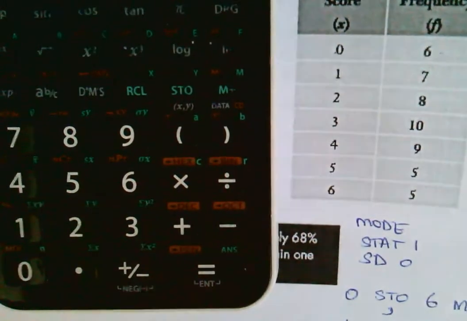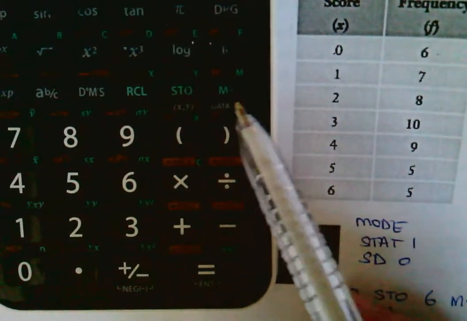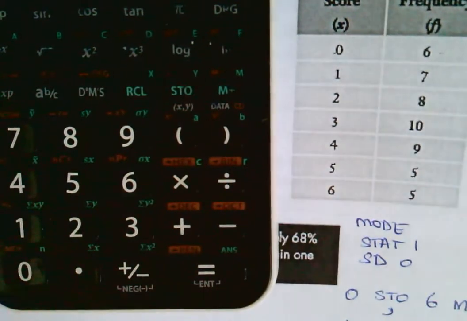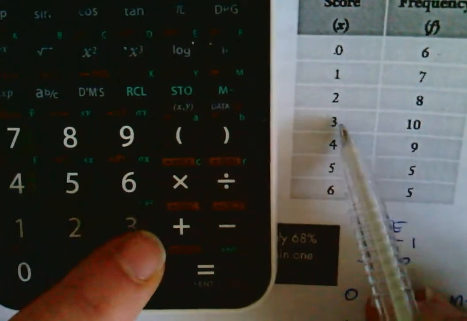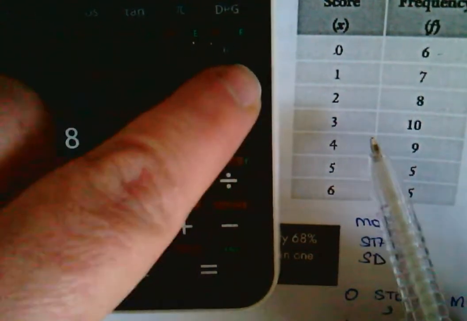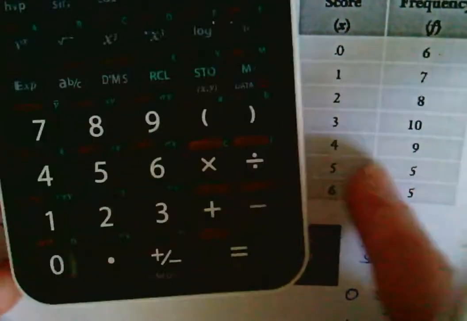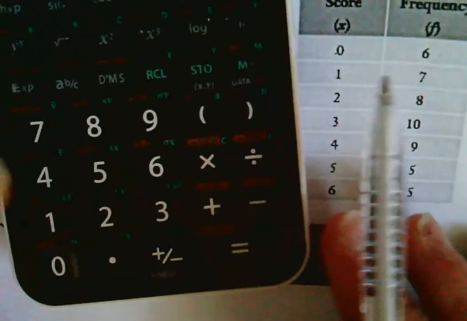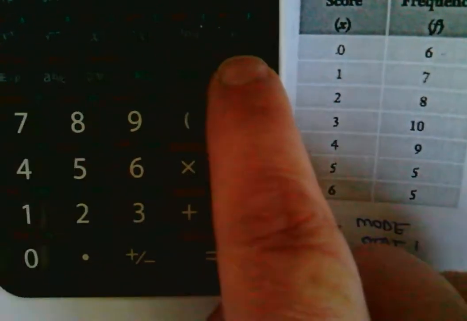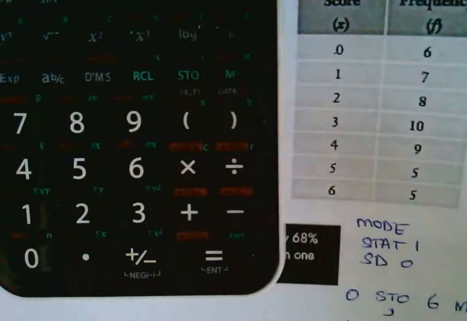When it's just single sets of data, you just enter M plus, M plus, M plus every time you put a number in. But for data in the table, I'm up to the fourth one, 10, M plus. So now on my calculator it says data set 4, I've done 4 rows. Then I've got 4, STO, 9, M plus. Then 5, STO, 5, M plus. And I've got 6, STO, 5, M plus.